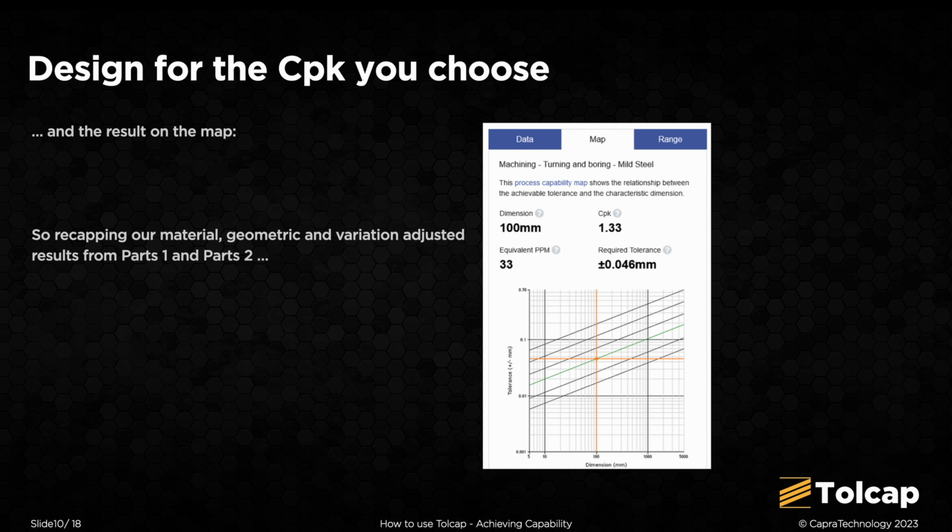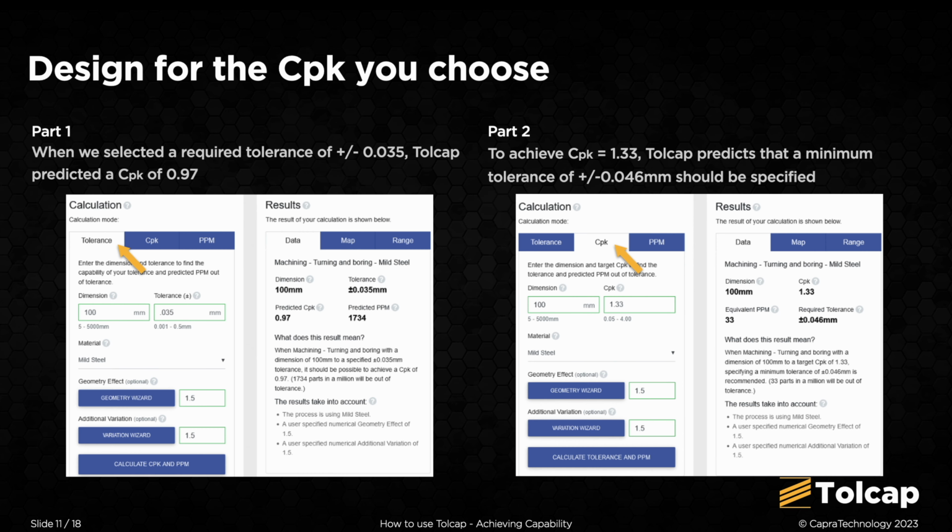You can also see the result on a map. And let's recap the results we've got from this example. And you have the figures that when we selected a required tolerance of plus or minus 0.035, Tolcap predicted we could expect a CPK of 0.97. But if we ask Tolcap what tolerance we need to achieve CPK equals 1.33, it predicts that a minimum tolerance of plus or minus 0.046 millimeters should be specified.